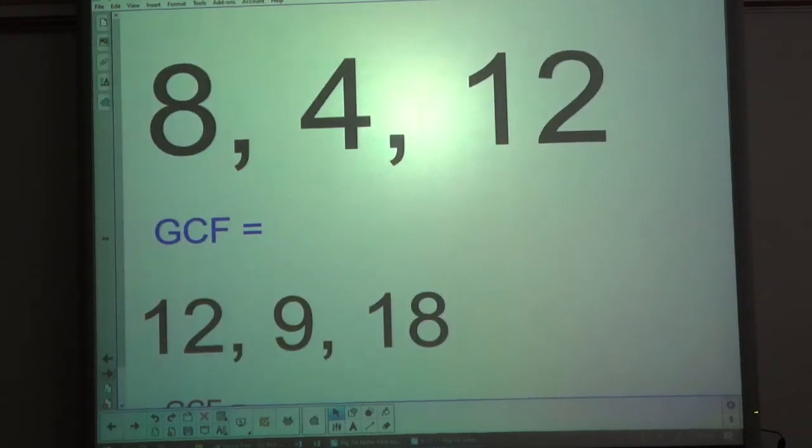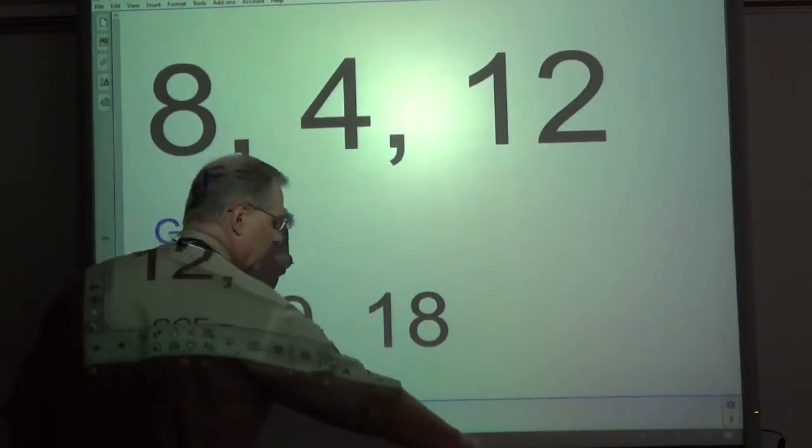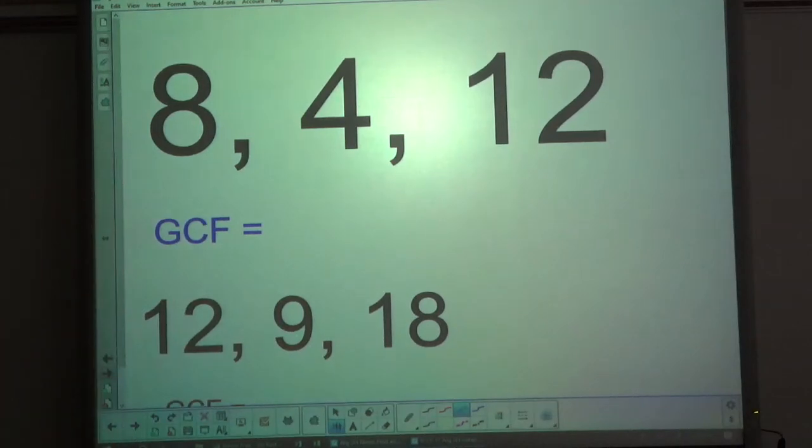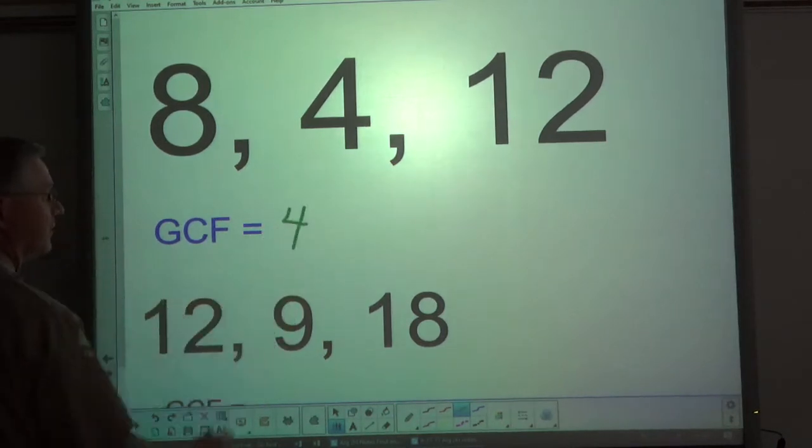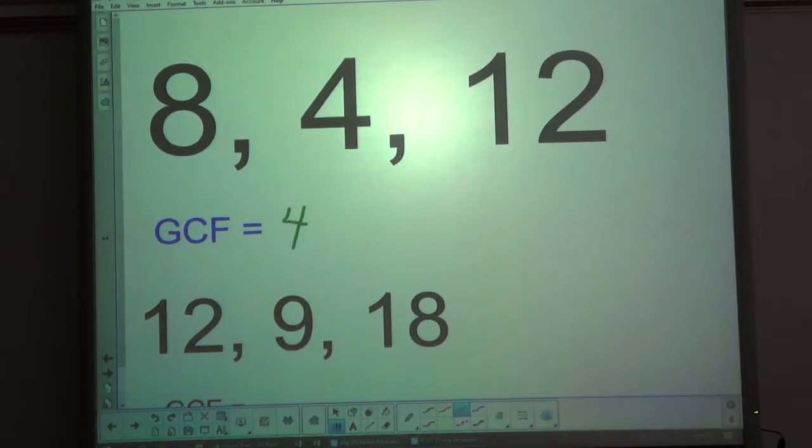So for example, if we take this top one, and we want to find the GCF of 8, 4, and 12. Well, the biggest number, the greatest number that fits inside 4, 8, and 12 would be 4. Because 4 goes into 4 once, 8 twice, and 12 3 times.